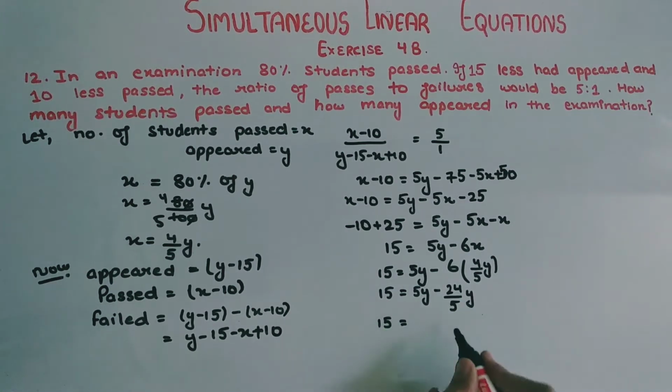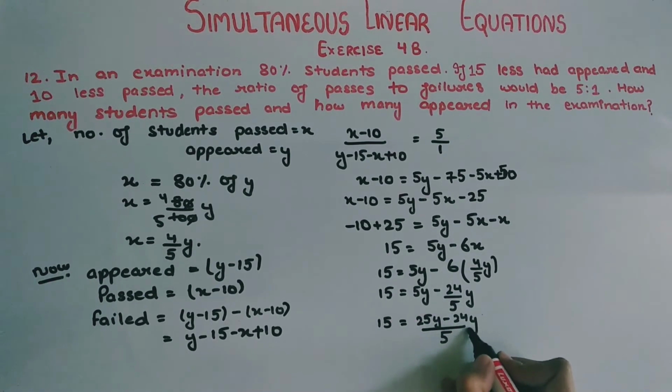15 is equal to, 5 will be the LCM. Here we have 25y minus 24y. 15 5s are 75, that is equal to 25y minus 24y, that is y. Means the value of y is 75.